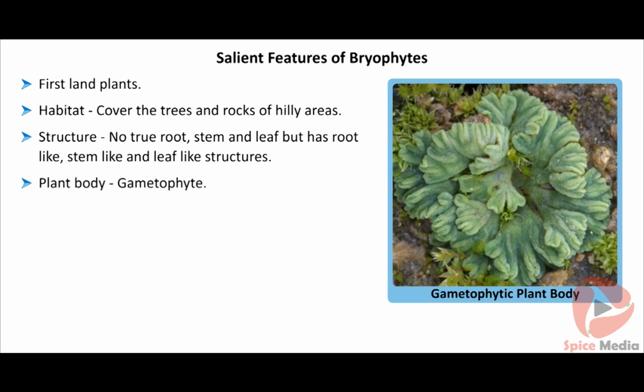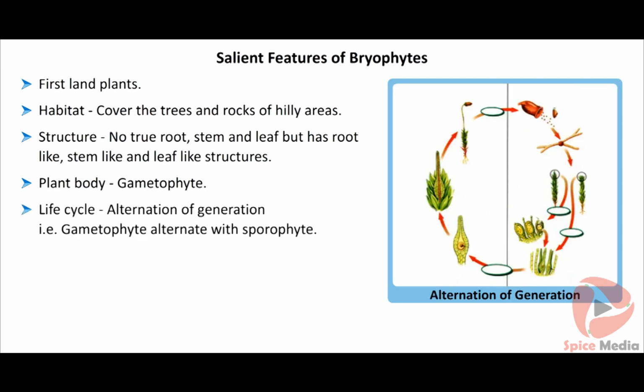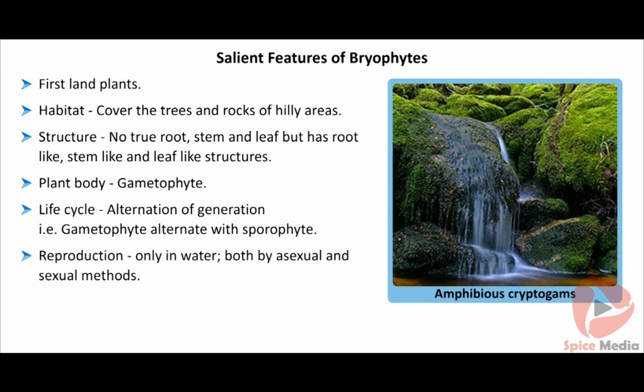They usually cover the trees and rocks of hilly areas like a thick green carpet. The bryophytes or mosses have root-like, stem-like and leaf-like structures. The bryophyte plant body is gametophyte in nature. They show alternation of generation, that is, the gametophytic plant body which produces gametes alternates with the sporophyte which produces spores. The alternation of gametophyte with sporophyte is called alternation of generation.